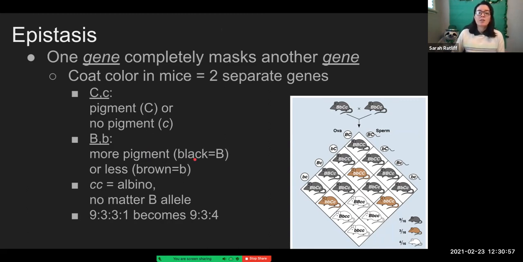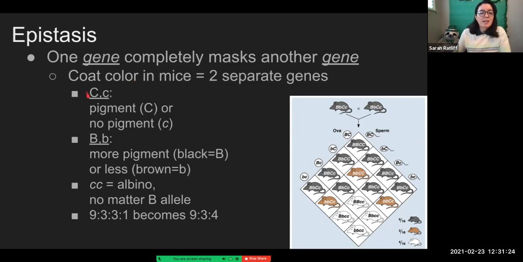So let's see. Over here we have two mice. They are heterozygous. This is going to be a dihybrid cross. We're measuring two different genes, a B gene and a C gene, and there are two alleles for each of those. But it's not going to look exactly like the dihybrid cross we were used to with Mendelian genetics. Let's take a look at all of these little factors here.